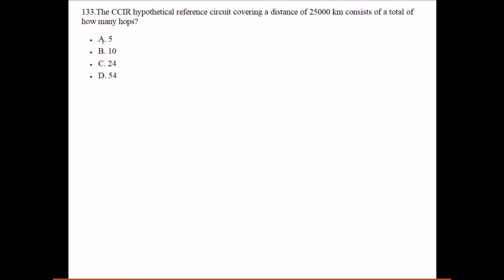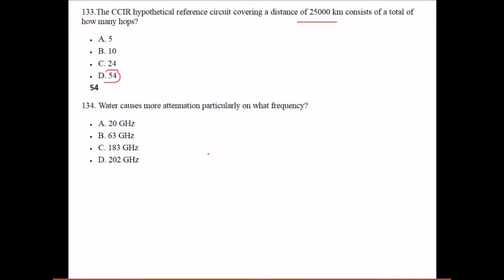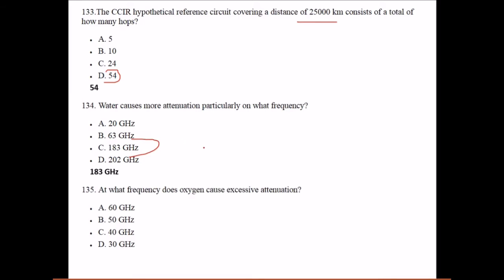CCIR hypothetical reference circuit covering a distance of 25,000 km consists of a total of how many hops? It's 54 hops. So, water causes more attenuation, particularly on what frequency? It is 183 GHz. At what frequency does oxygen cause excessive attenuation? 60 GHz. Water at 183 and oxygen at 60 GHz.